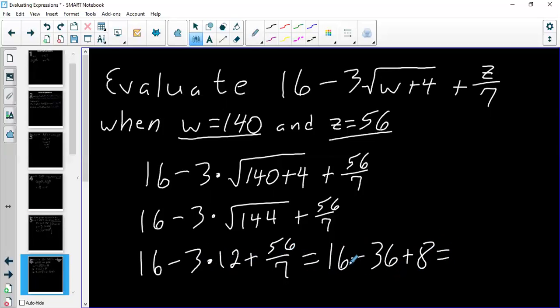And now we can finish it up. We've got subtraction and addition. Remember, just like with multiplication and division, if you have subtraction and addition, you do the one on the left first. So I have to do 16 minus 36. And then I can do negative 20 plus 8. Okay, so that's the basics of evaluating expressions.